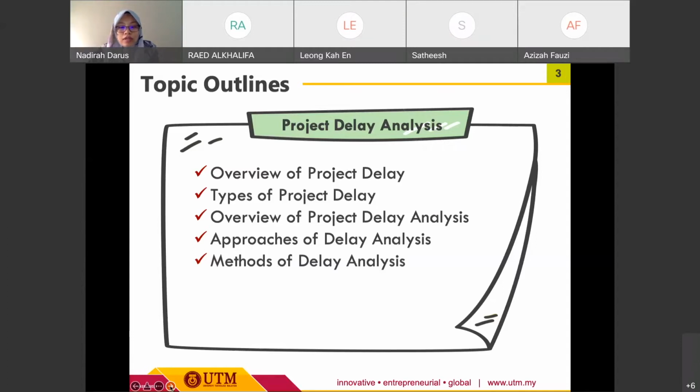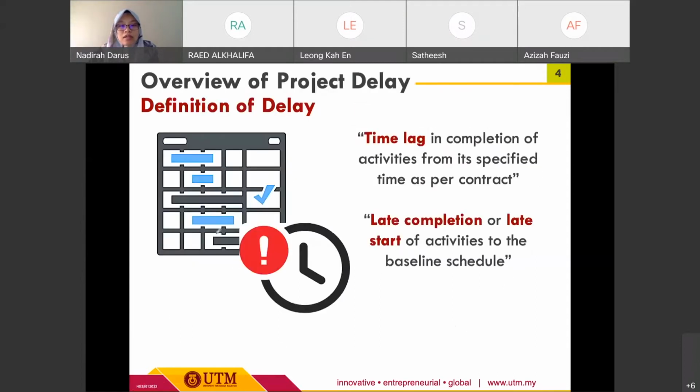Okay, so for the first subtopic, the overview of project delay, we are going to briefly look at the basic definition, right? In terms of the definition, as the name mentions, delay itself refers to the time lag. Delay or lag is the same thing. Most of the time, delay represents a bad or negative perception. Okay, because it is delayed.